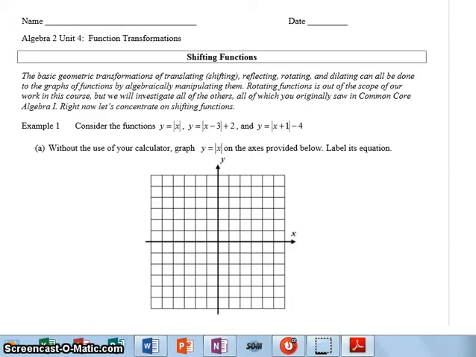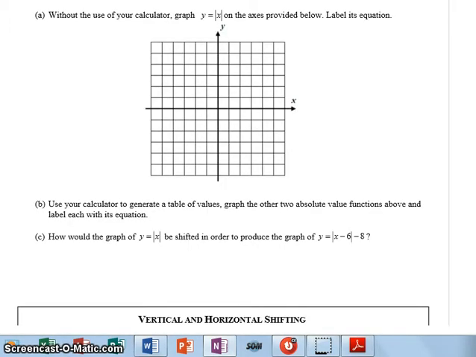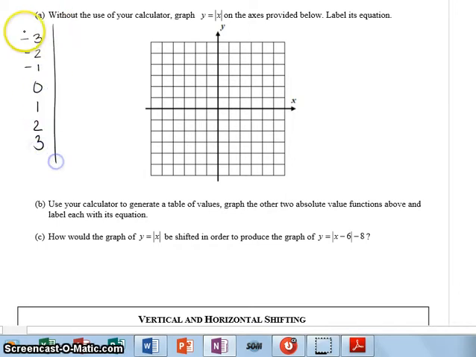All right, so example 1 gives you the absolute value of x. It says without the use of your calculator, graph that. Well, guys, if you're struggling to know what the graph of y equals absolute value of x looks like, just make a little t-chart. So you're going to pick a couple negative values for the x, so -3, -2, -1, 0, 1, 2, 3. So those are my x values.